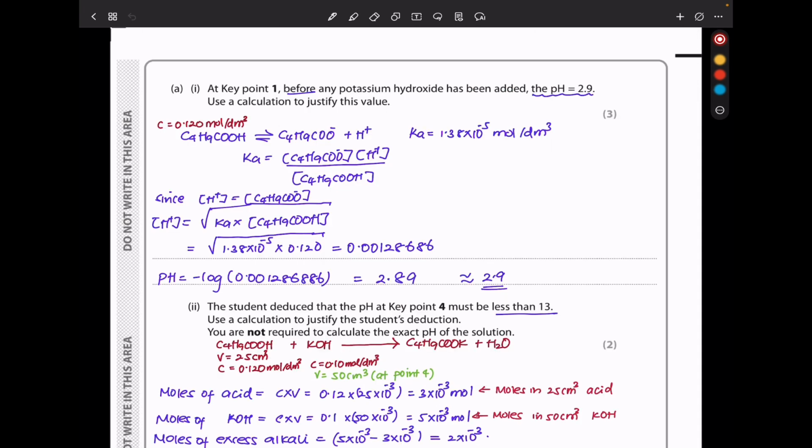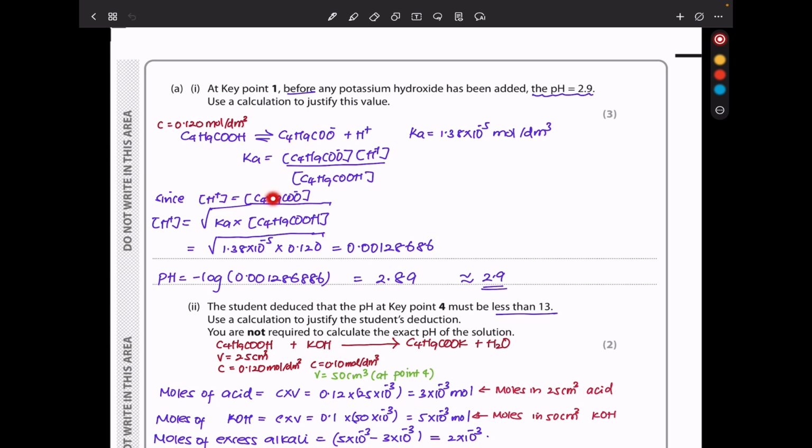They say at key point 1, before any potassium hydroxide has been added, the pH is 2.9. They say use a calculation to justify this value. Because at this point we've not added any potassium hydroxide, this is calculating the pH of the acid. Remember they gave us the concentration. If this is the equation for the dissociation of the acid, Ka is going to equal the concentration of that times the concentration of that divided by that.